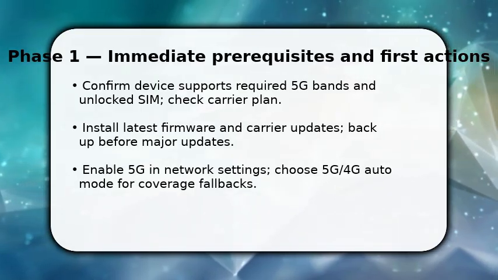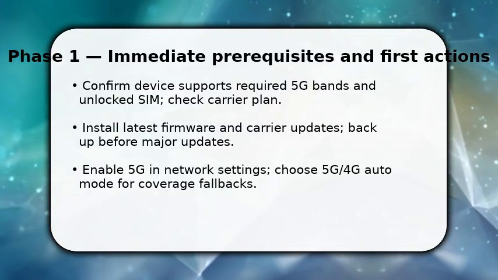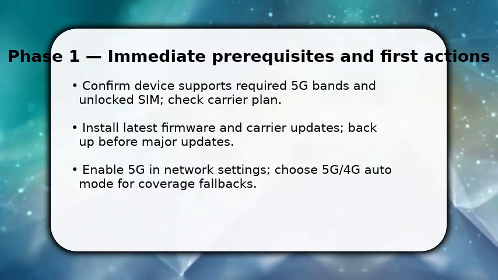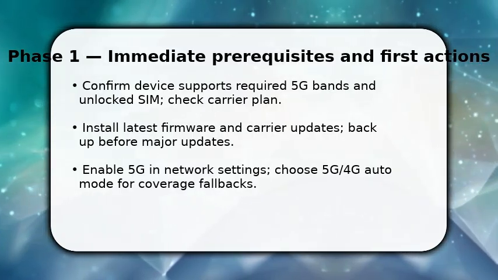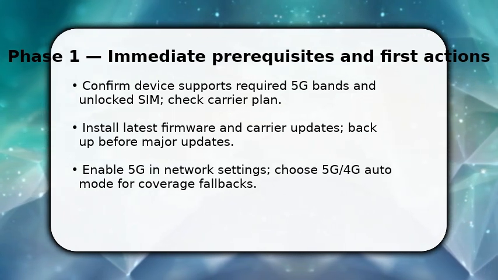Next, open network settings and enable 5G or 5G/4G auto mode so the device can switch seamlessly. Make sure airplane mode toggles and SIM seating are correct, and then move on to fine-tuning signal sources.